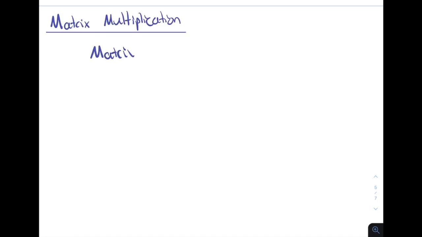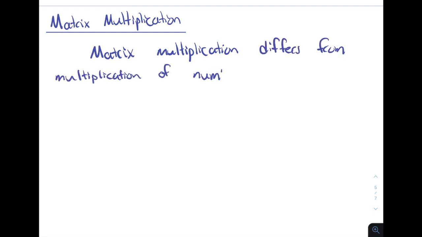Matrix multiplication notes the first major distinction or difference from the algebra of just numbers.